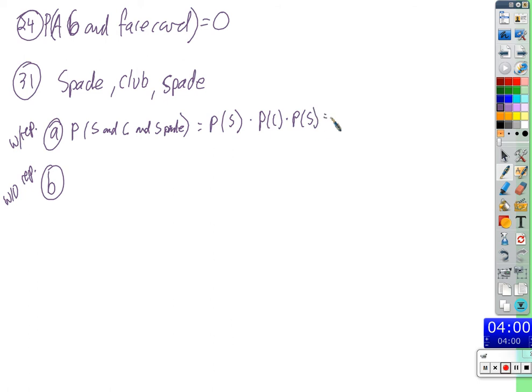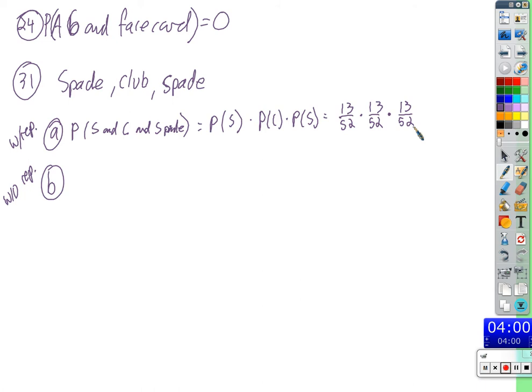What's the probability of pulling a spade? 13 out of 52. There are 13 spades, 52 cards. Probability of a club? 13 out of 52. Keep in mind, we've put the spade back, so there's still 52 cards to choose from. And the probability of then picking a spade again, 13 out of 52. It's even possible that if I pulled the six of spades here, I could get the six of spades again, as I put it back. I put back the club that I picked.